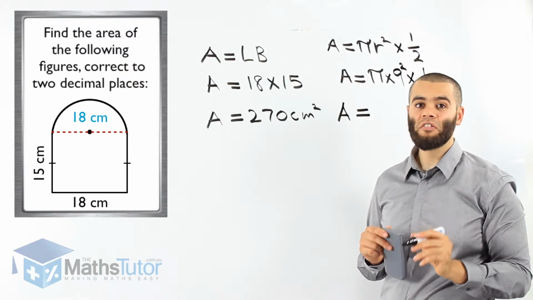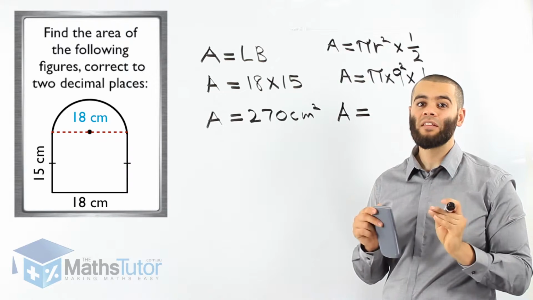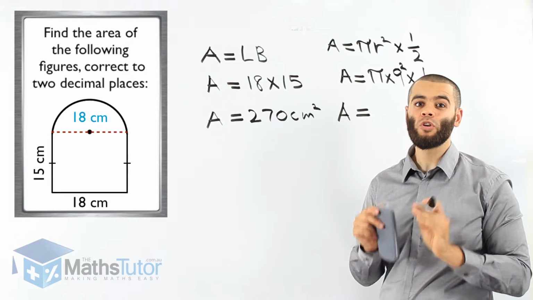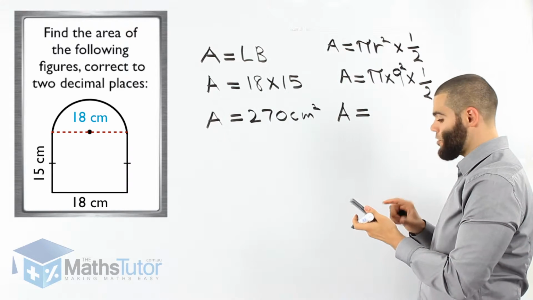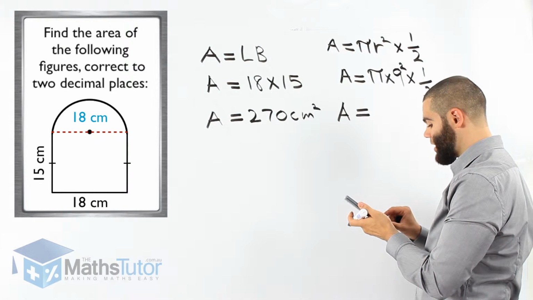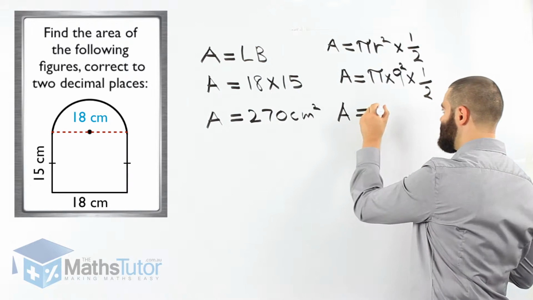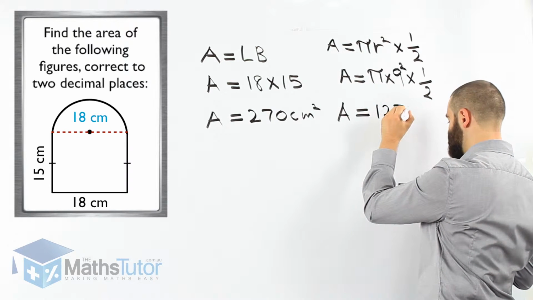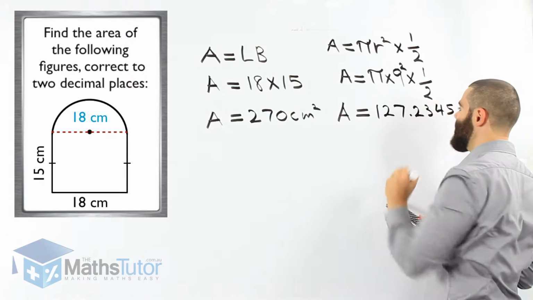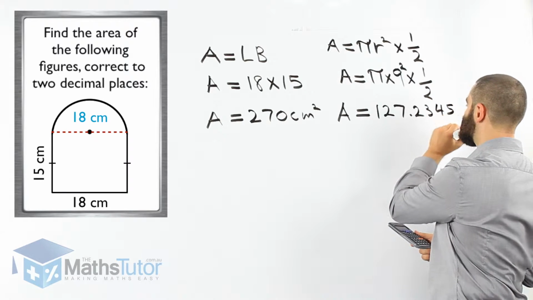Very important to notice the information and to look carefully at the diagram. I always tell students, zoom in, look at the diagram, the figures in detail. Sometimes there's information that you need to look for before you can work anything out. Now, put it in a calculator. Pi times 9 squared times a half. The area of the semicircle is 127.2345, just to help you understand. And of course it's going to be in square centimeters.